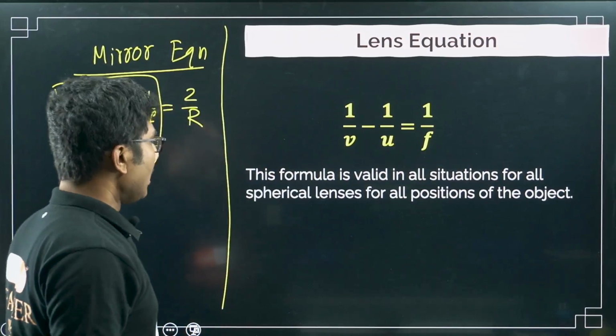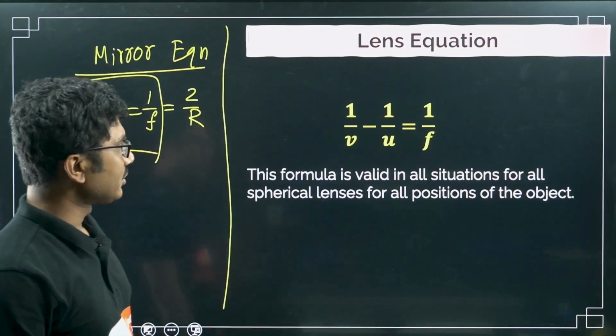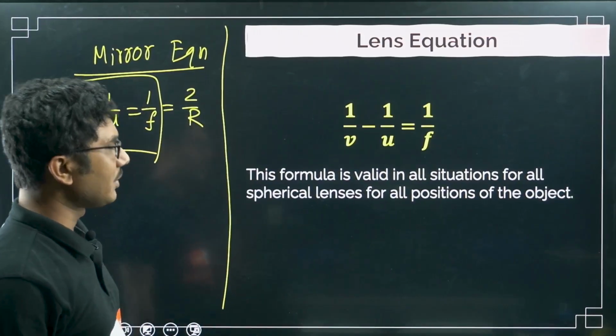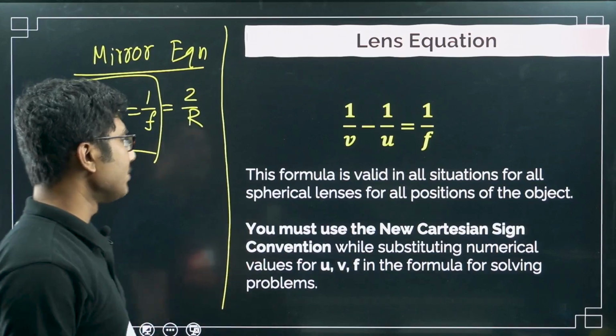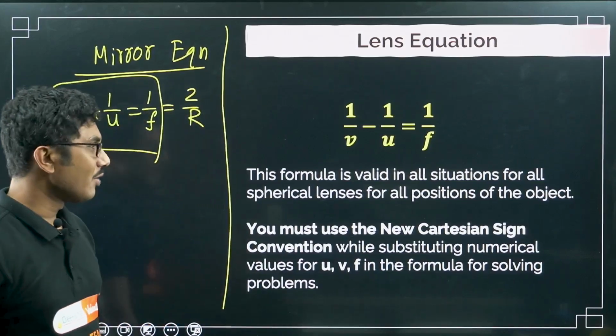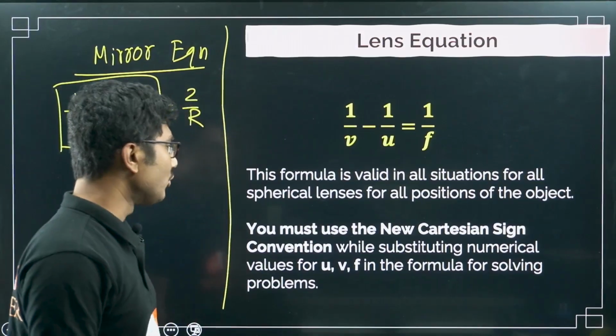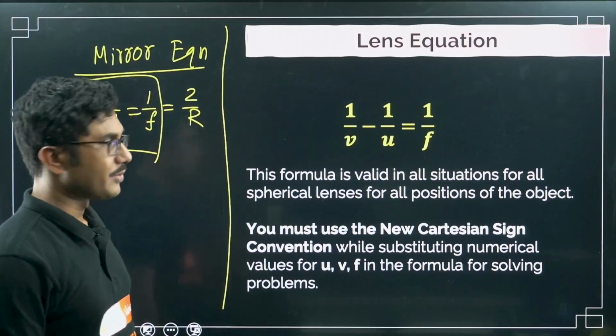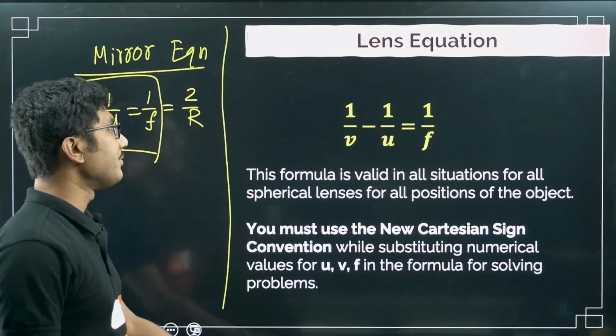Now this formula is valid for all situations, all spherical lenses, for all positions of the object. But you must use the new Cartesian sign convention while substituting the numerical values for u, v and f in the formula solving problems. So the substitution is very important.